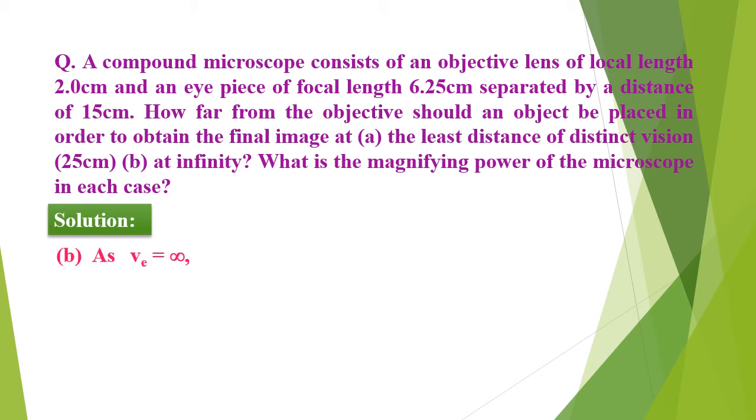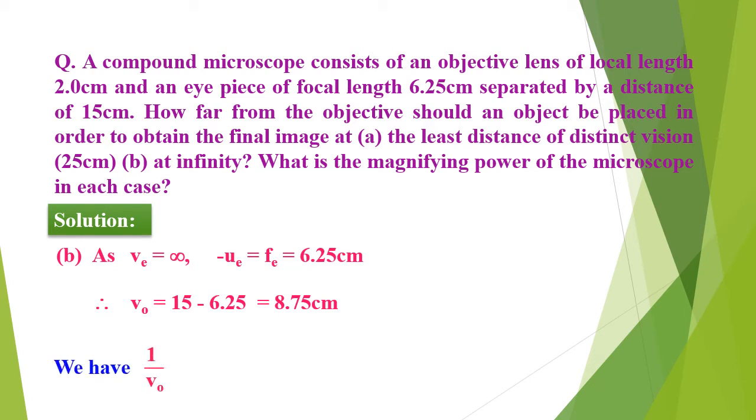In the second case, as the final image is formed at infinity, the image distance from the eyepiece will become infinite, because the image in the second case is for the relaxed eye case. Therefore, the image is formed at infinity, and minus UE value will become FE. So that value will become 6.25 centimeter. Therefore, VO, that is image formed by the objective lens, is 15 minus 6.25, that gives rise to 8.75 centimeter.